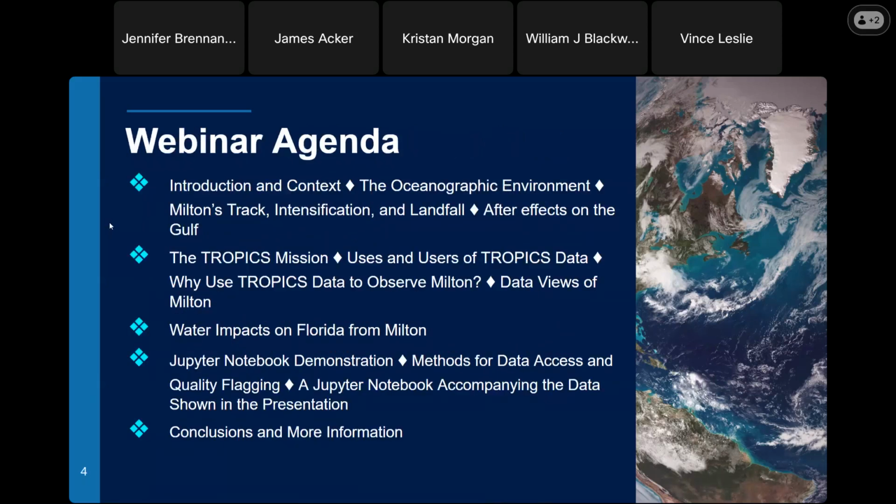So a quick look at the agenda. We have the context. I'm going to look at the oceanographic environment that spawned it, a little bit of what Milton did, where it started, where it went, and some after effects that we observed. Then we'll talk about the TROPICS mission and why this data is so useful to look at tropical storms and hurricanes, a little bit of the water impacts, and then, as Jennifer said, Chris Batista will show how to use Jupyter Notebooks to look at the TROPICS data and what you can learn from it.